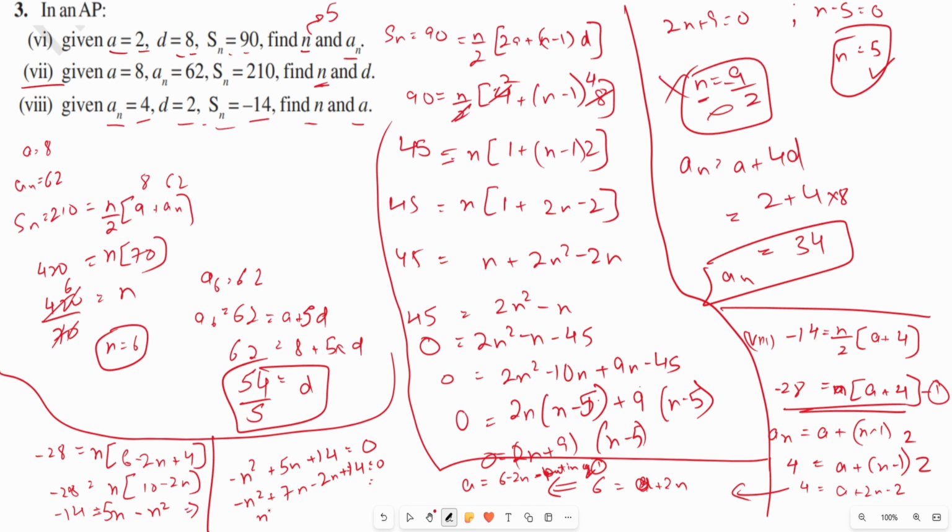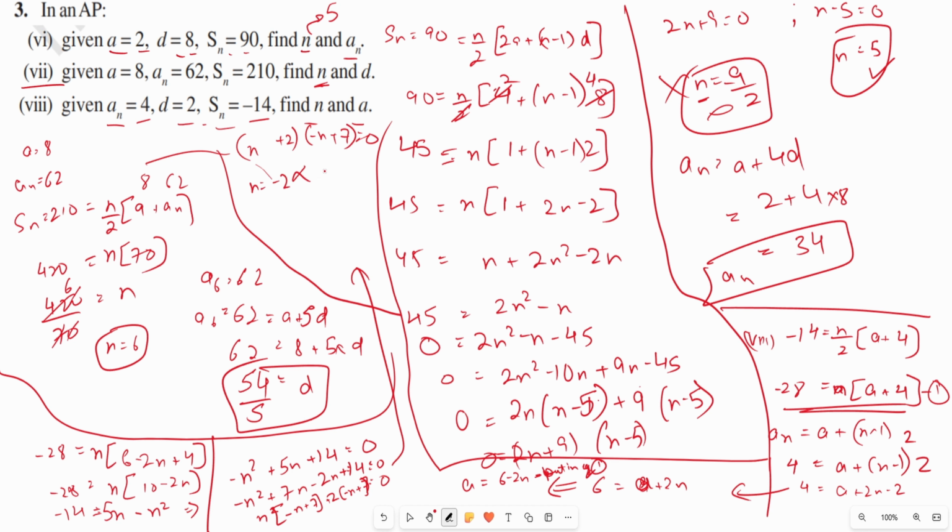Taking common n here, I will get n(-n + 7), and here I will take 2 common, and I will get 2(-n + 7). So using this, (n + 2)(-n + 7) = 0. So n = -2, that is not possible because it is not a whole number, and n = 7. So that is the possible situation.